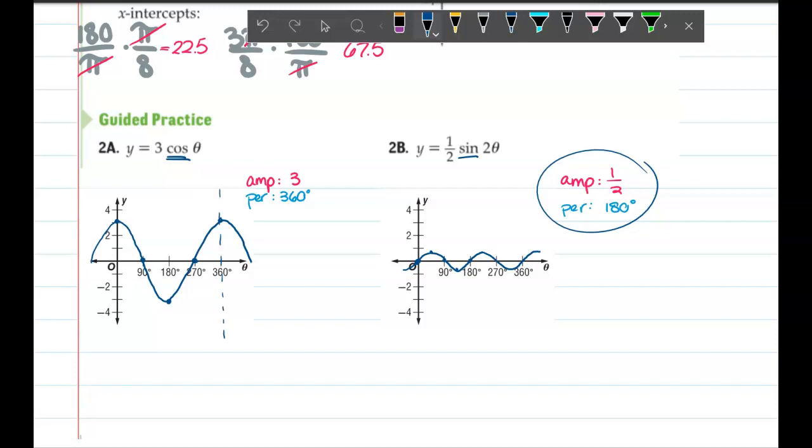Again, for the sine function, it starts at the origin. I know one repeat of this function, one period, will fit between 0 and 180, which means it's going to cross at 90. And the amplitude is 1/2. So it goes up to 1/2. It actually looks like I may have got it a little bit high, but 1/2. All right.